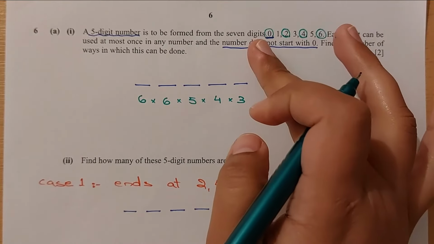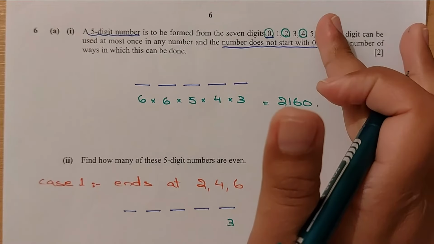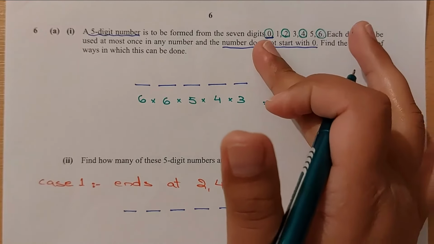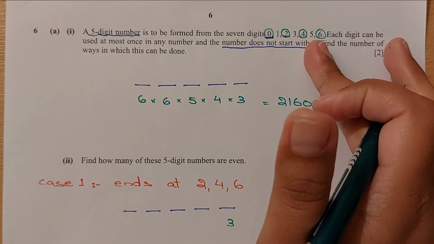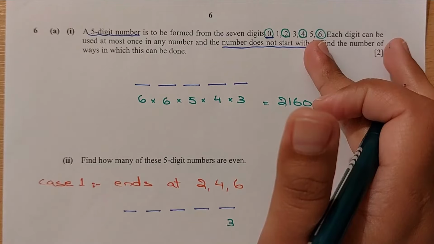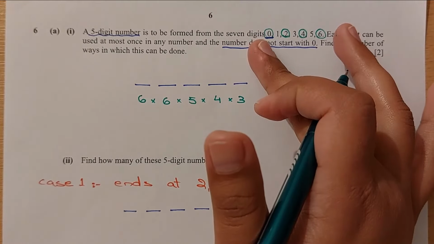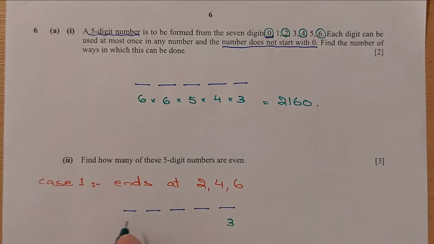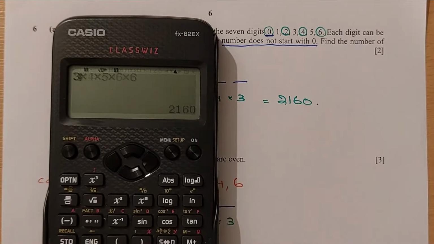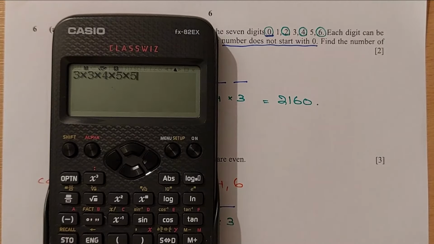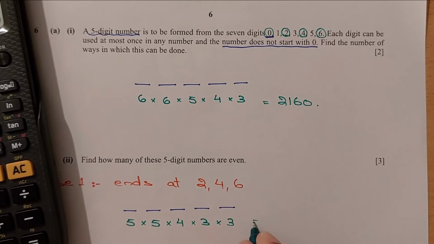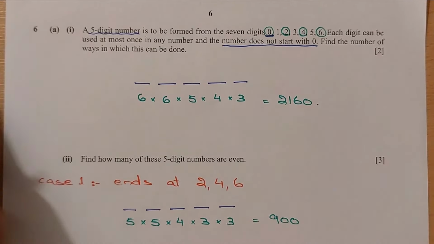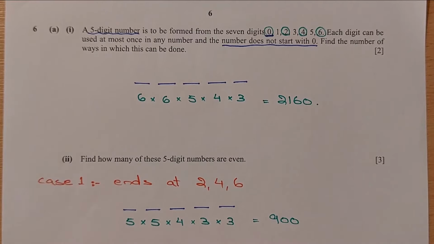Let me use one, and for the first digit we cannot use 0. Okay, if I use 6, how many are left? 0, 1, 2, 3, 4, 5. 6 digits are left, right? From those 6 digits we can't take 0 for the first place, so we have 5 options, and then 5, 4, and 3. So we have 3 times 3 times 4 times 5 times 5. That is 900 options. Right. Now let me do case 2.